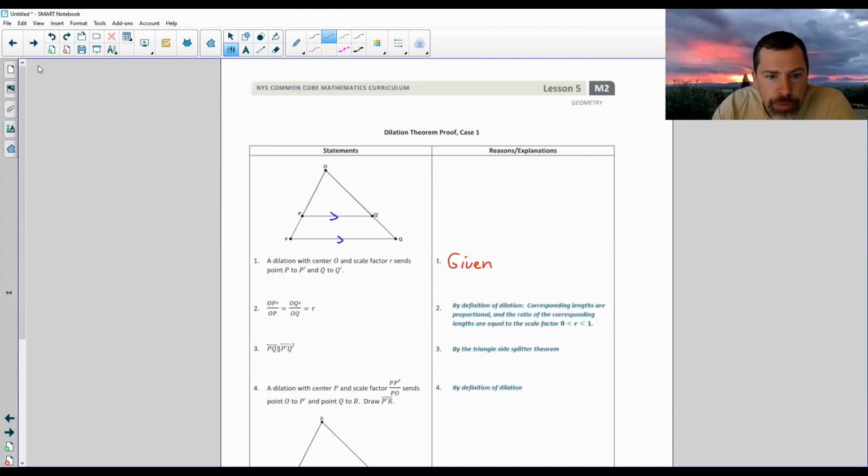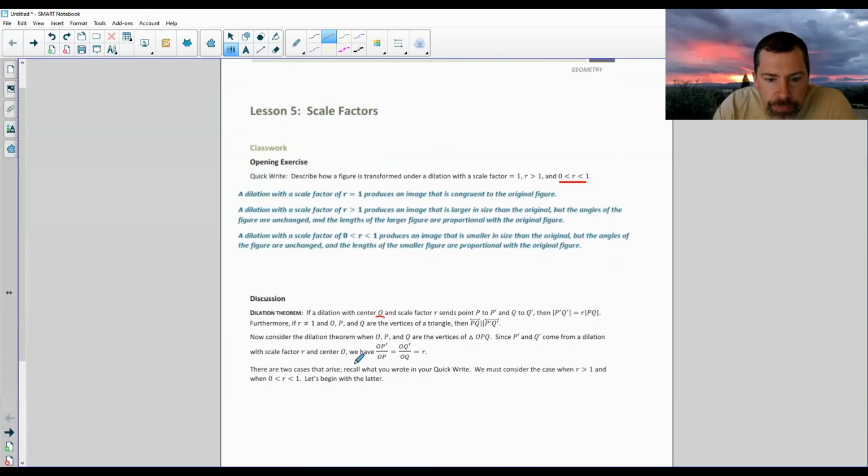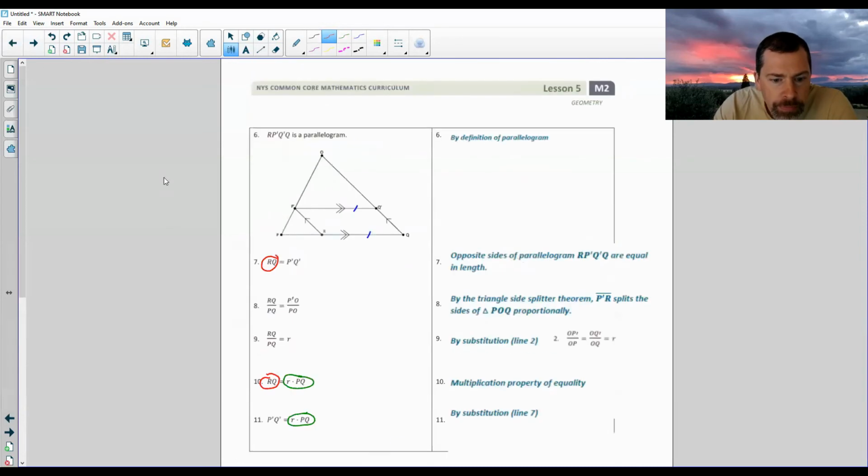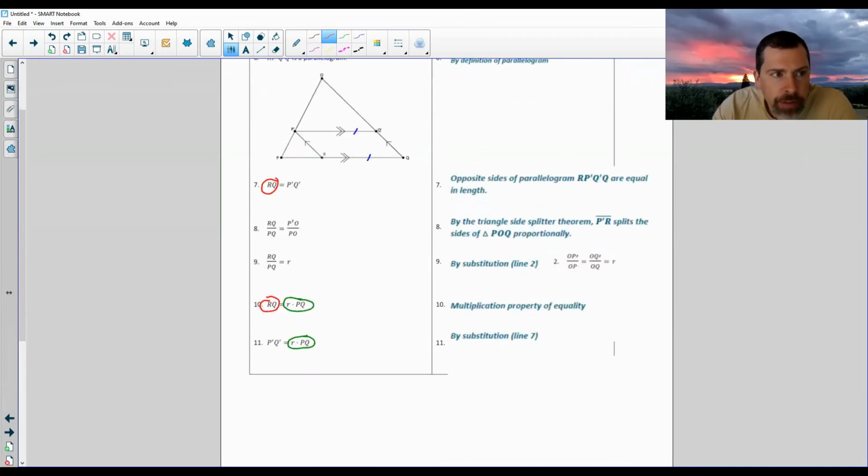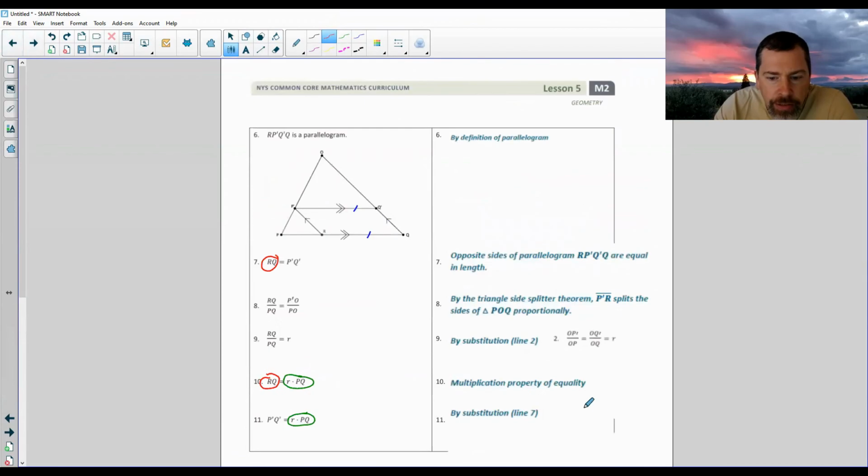So what were we trying to prove in the first place? We have OP prime over OP equals OQ prime over OQ, which equals R. And then we have P prime Q prime equals R times PQ, by substitution, line 7. And is that it? Yes, that is the end. We proved that each piece is a scale factor of the original.